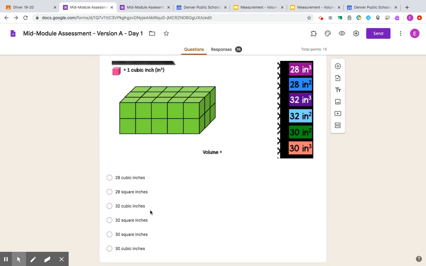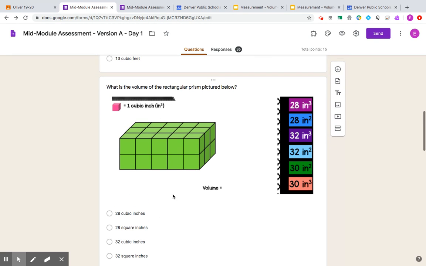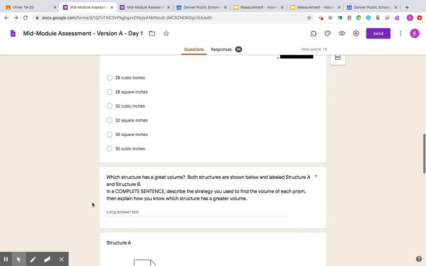This one I know is a little bit tricky. Remember, it's not square, it's cubic. Anything with volume is cubic because you're multiplying three things together. Length, width, and height. 3, so cubic.